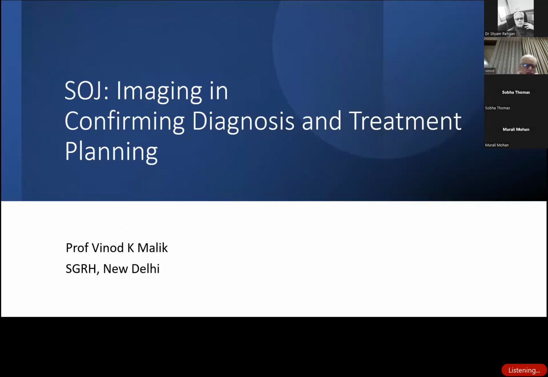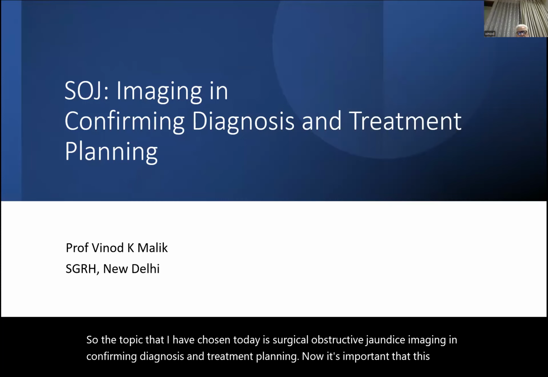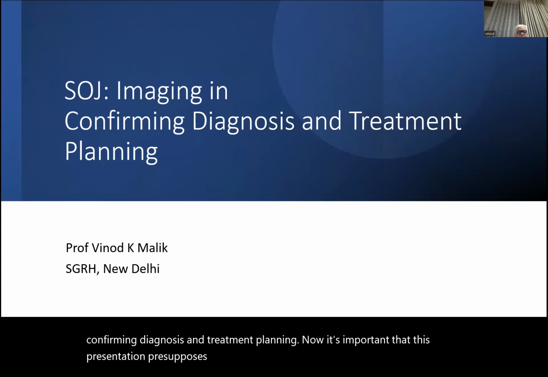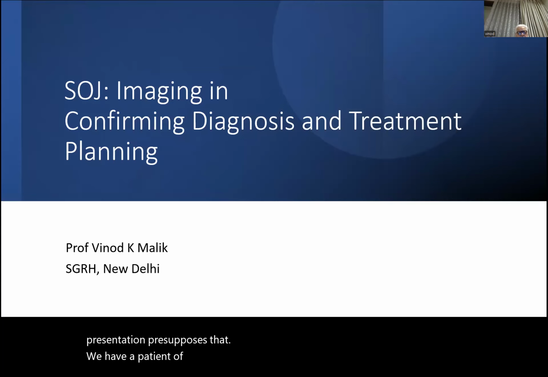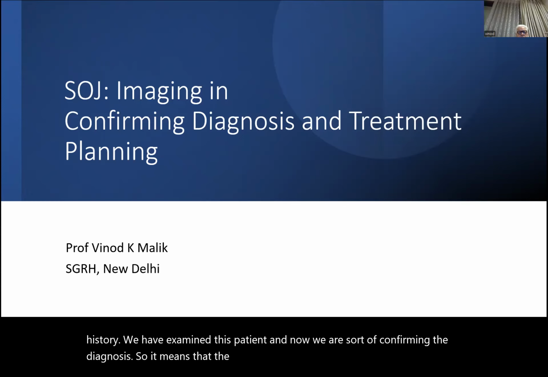So the topic that I have chosen today is surgical obstructive jaundice, imaging in confirming diagnosis and treatment planning. Now, it's important that this presentation presupposes that we have a patient of surgical obstructive jaundice. We have taken a good history. We have examined this patient, and now we are confirming the diagnosis. So it means that the diagnosis of SOJ, or surgical obstructive jaundice, is confirmed.